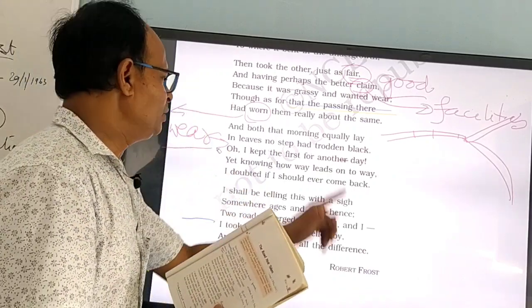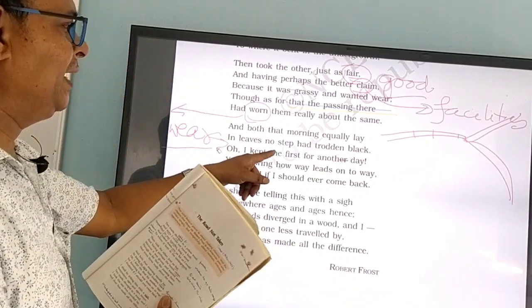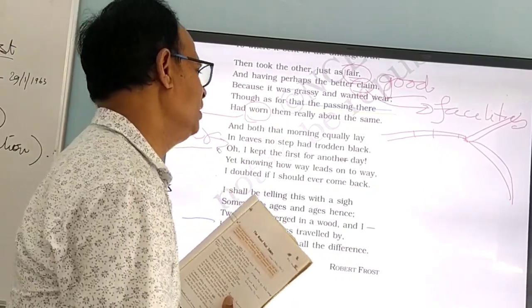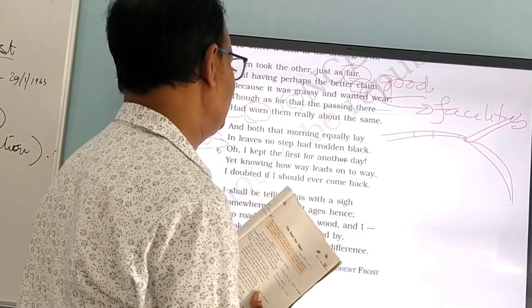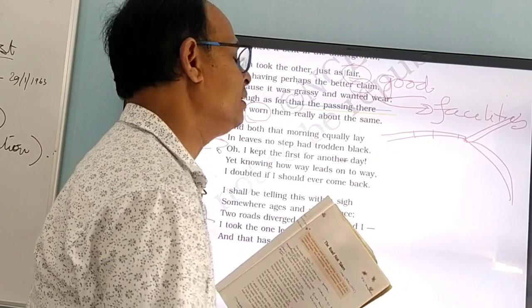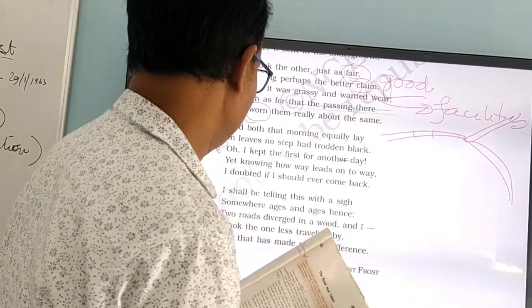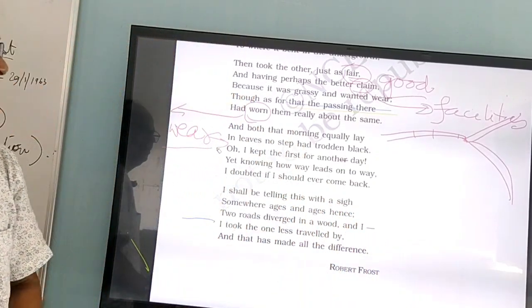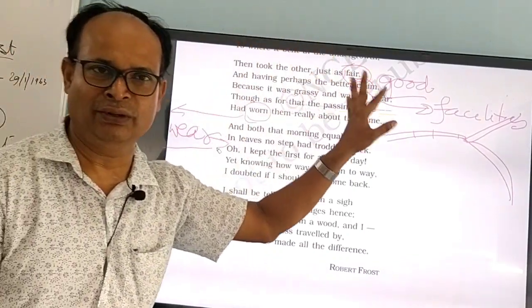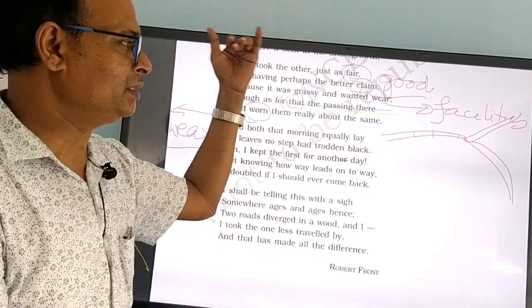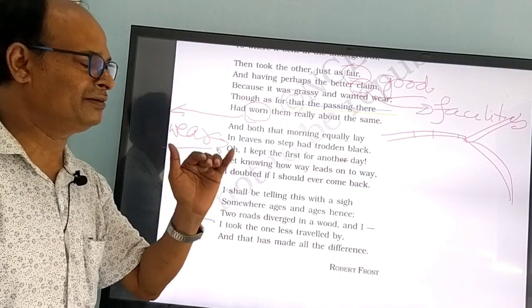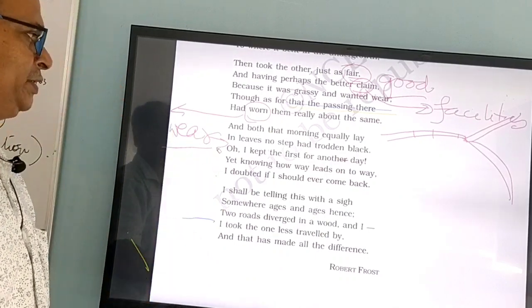And both that morning equally lay in leaves, no step had trodden black. Oh, I kept the first for another day, yet knowing how way leads on to way, I doubted if I should ever come back. So, my dear children, you see here, what is the kind of feeling here? The action is almost over. The action of choosing the road is over. Now we will see the kind of feeling.